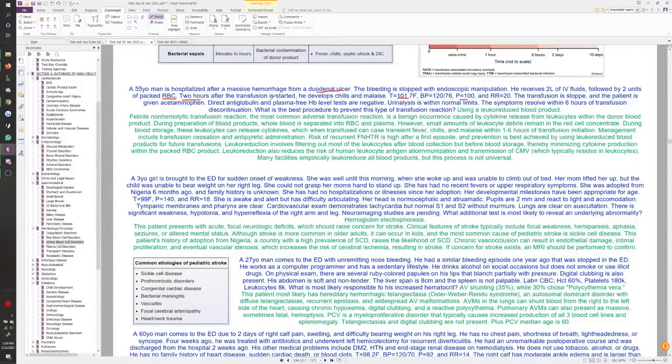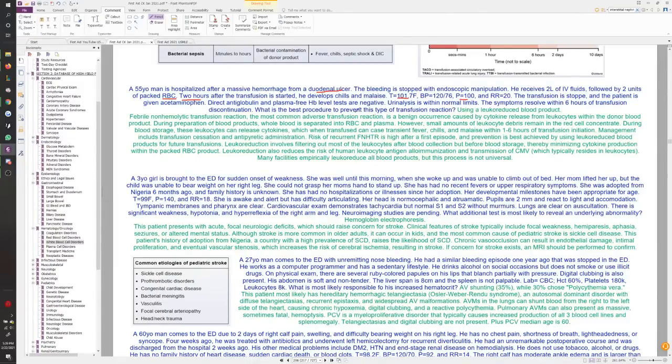Direct antiglobulin and plasma-free hemoglobin level tests are negative. So there's no antibodies, basically. Urinalysis is within normal limits. The symptoms resolve within 6 hours of transfusion discontinuation. What is the best procedure to prevent this type of transfusion reaction?